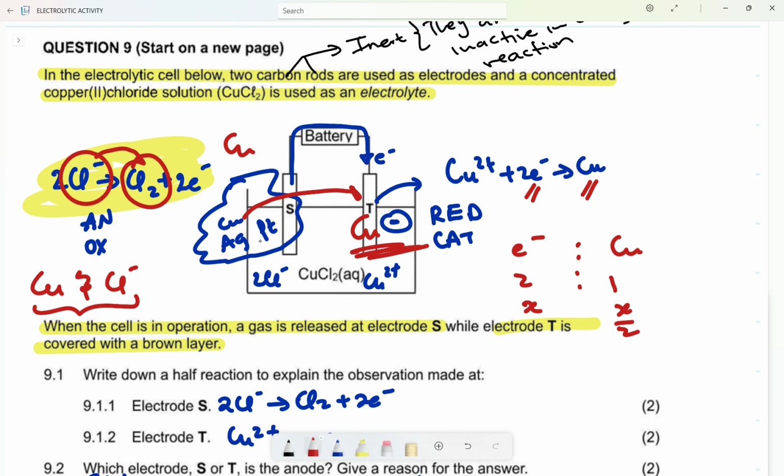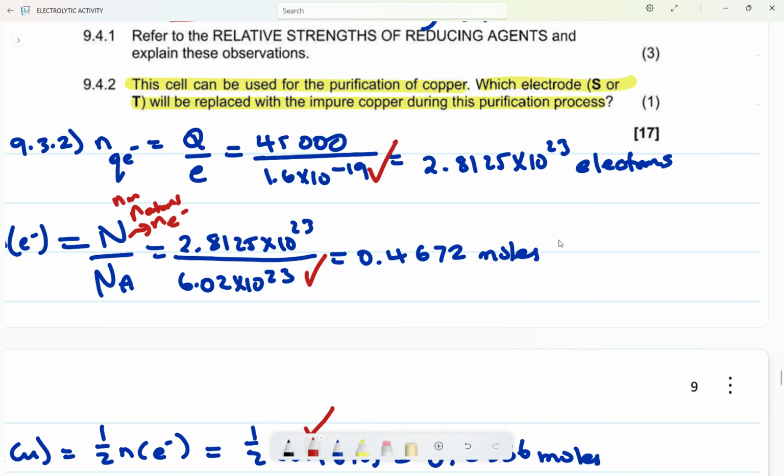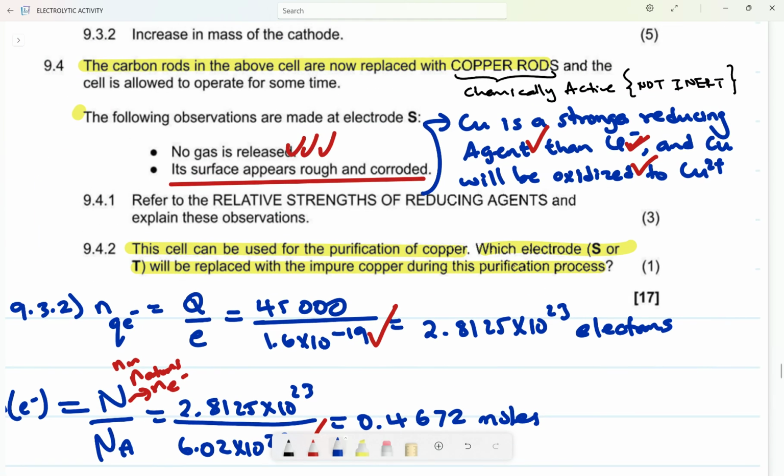So the impurities should be put on the anode, and then oxidation will occur on the stronger reducing agent. Copper is a stronger reducing agent than Ag as well as Pt. So it will be the one that undergoes oxidation and forms copper at the cathode. So we're going to say electrode S. So yes, guys, that's how we answer these questions based on the electrolytic cell. Hopefully you enjoy them. Thank you.